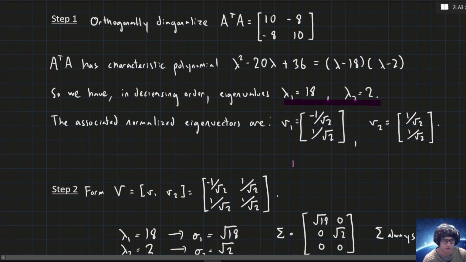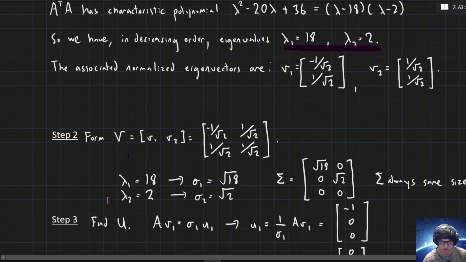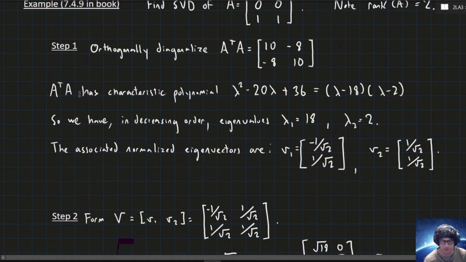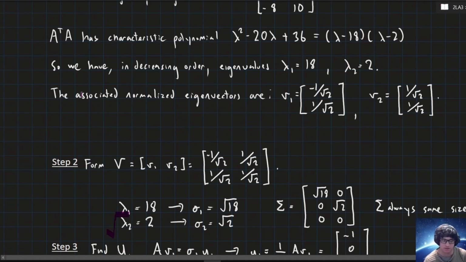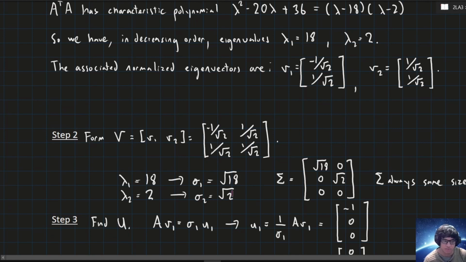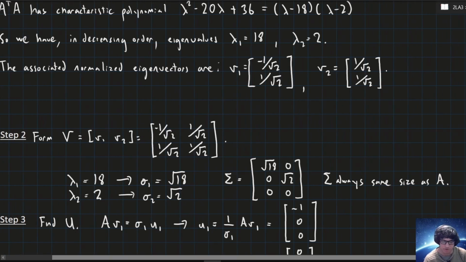So we can form our matrix capital V just by taking the little v's, V1 and V2, as columns like this. Now, to compute our sigmas, we want to take the square roots of the eigenvalues of A transpose A, which are guaranteed to be positive or 0, since A transpose A is positive semi-definite. So sigma 1 is going to be the root of 18, sigma 2 is going to be the root of 2, and now we form our sigma matrix like this.